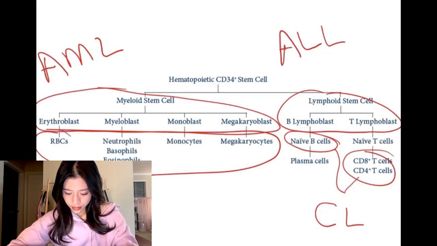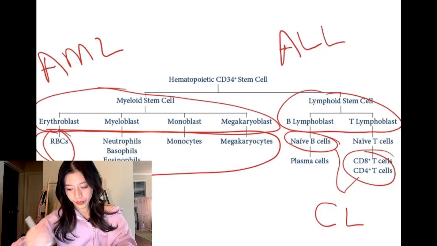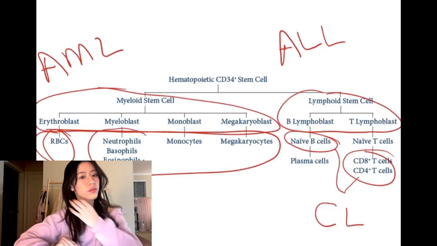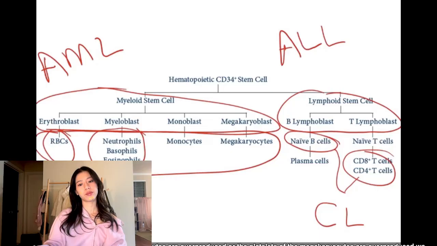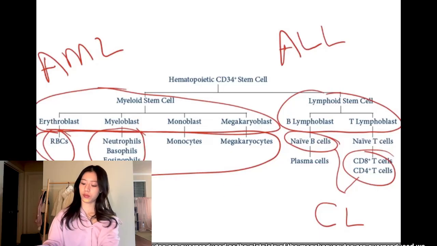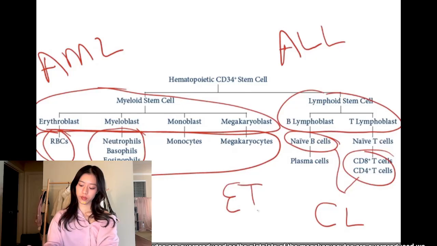So for example, if the red cells are overproduced, we call that polycythemia vera. If the granulocytes are overproduced, we call that CML, chronic myelogenous leukemia. If the megakaryocytes, or the platelets of the megakaryocytes, are overproduced, we call that essential thrombocythemia. And so this is the general paradigm of the myeloproliferative disorders.